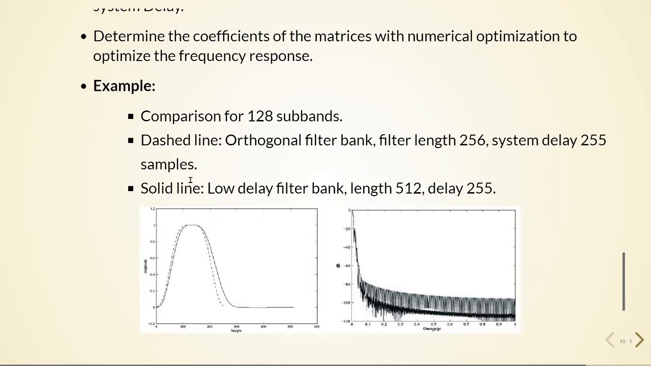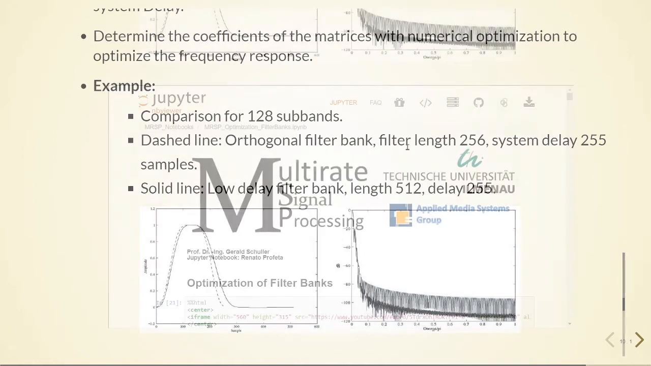And we also have the solid line, which is a low delay filter bank, and it has a length of 512, so it's 2 times more than the dashed line, but we have a system delay of 255. So we have a low delay filter bank that has longer filters but with the same overall system delay.